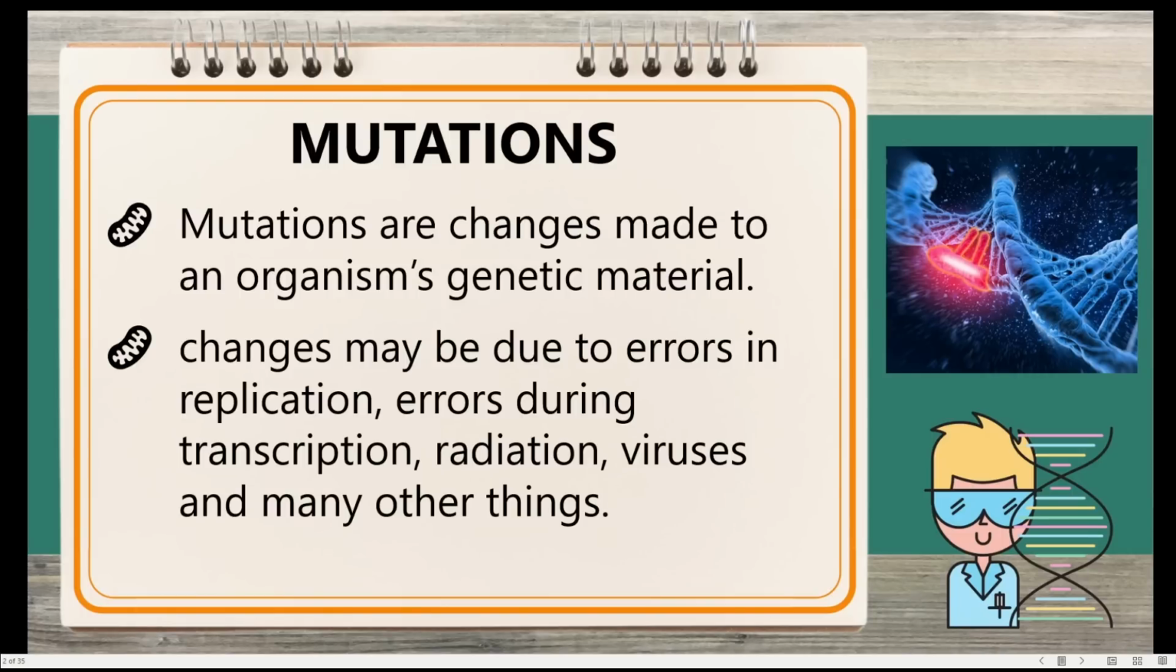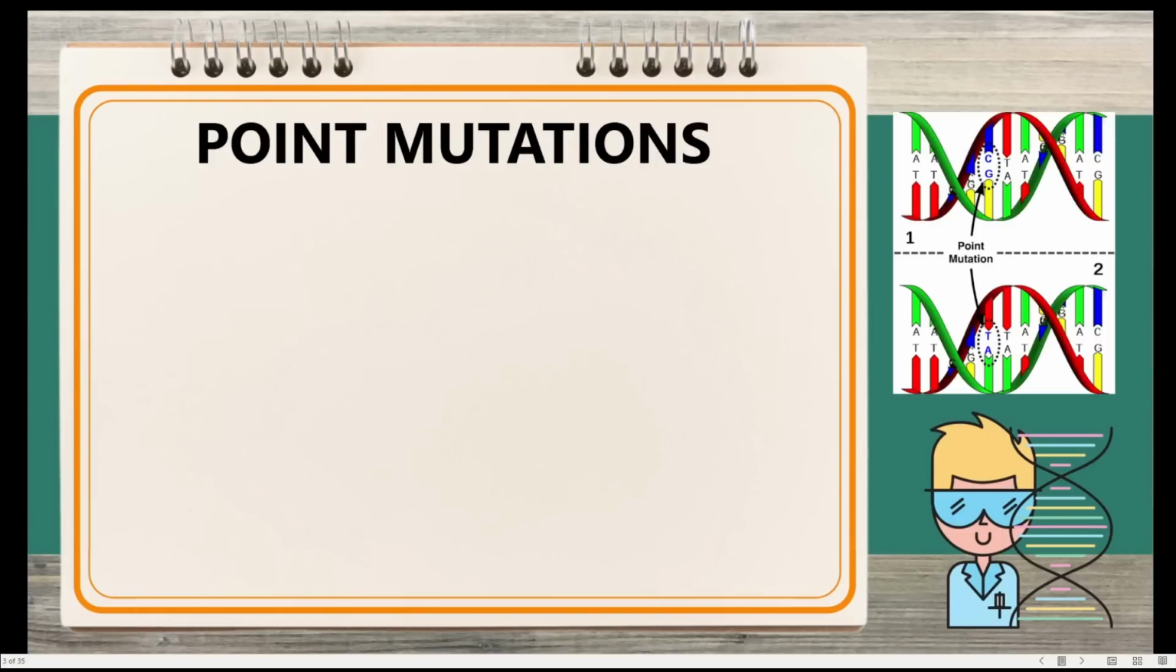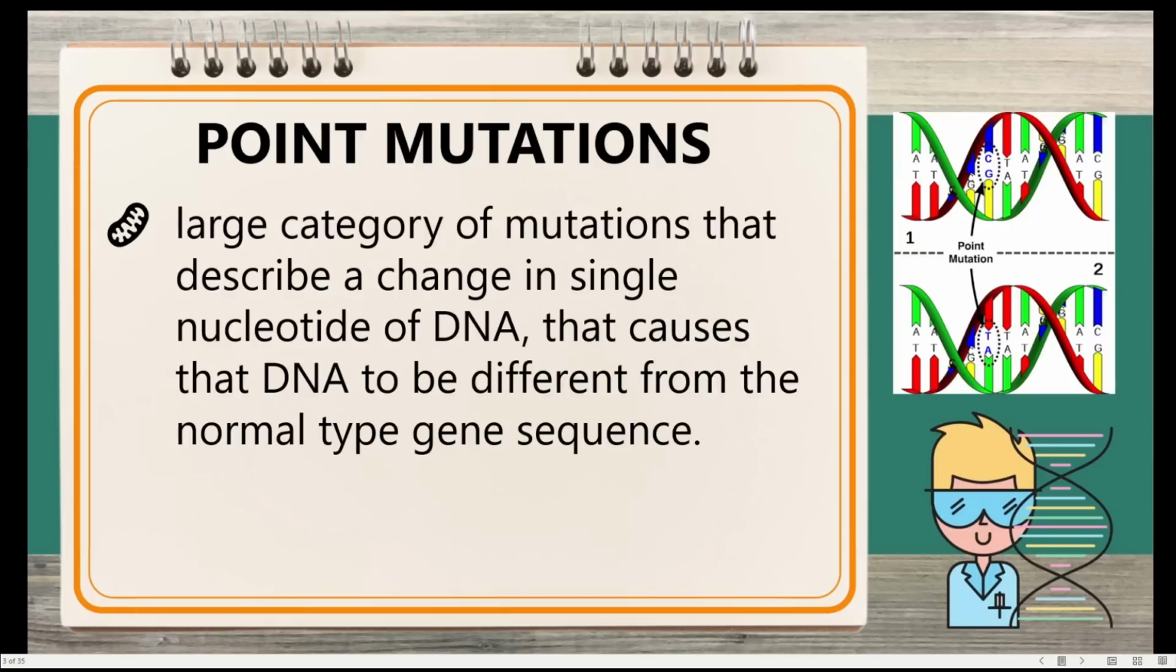Ngayon, ano ba yung mga klase ng mutations? We have what we call point mutations. So, what are point mutations? Point mutations are a large category of mutations that describe a change in single nucleotide of DNA. This causes the DNA to be different from the normal type gene sequence. So, itong mutation na to, it can be possible that a nucleotide is switched for another nucleotide, or the nucleotide can be deleted, or pwede ring nagkakaroon ng insertion. Punta na tayo dun sa types ng point mutations.